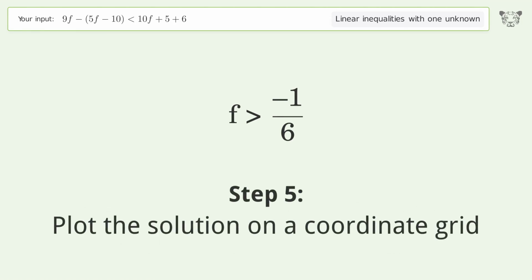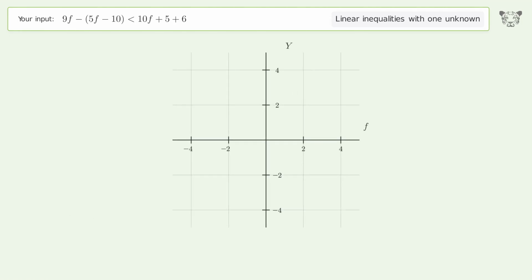Plot the solution on a coordinate grid. And so the final result is f greater than -1/6.